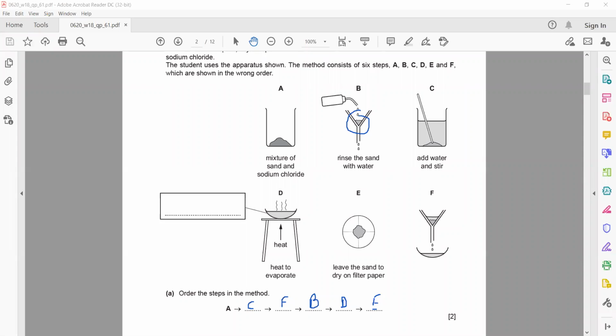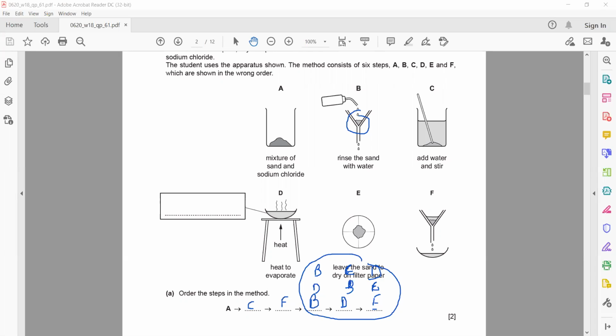Or what else we can do? BDE is one possibility, or it can be BED. That's another possibility, or it can be DBE. These are the possibilities. All will give the same result. So any order is acceptable. It can be BDE, it can be BED, or it can be DBE.